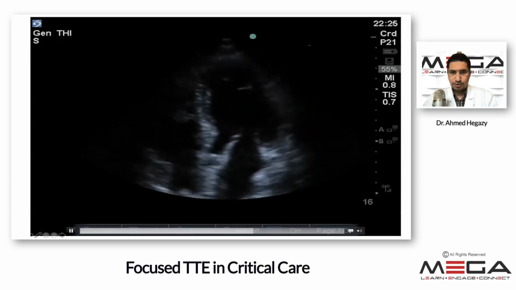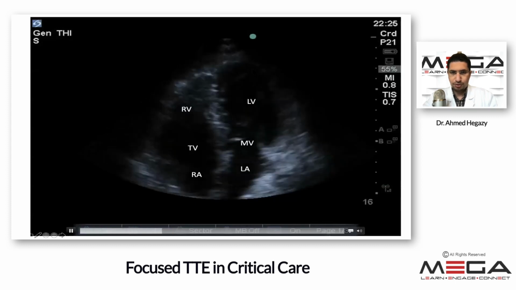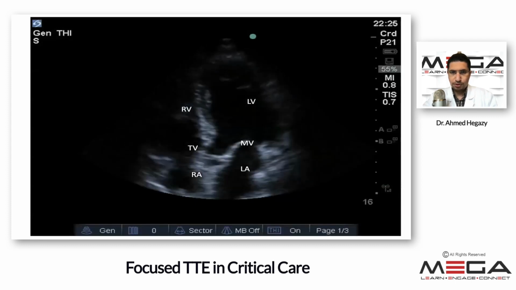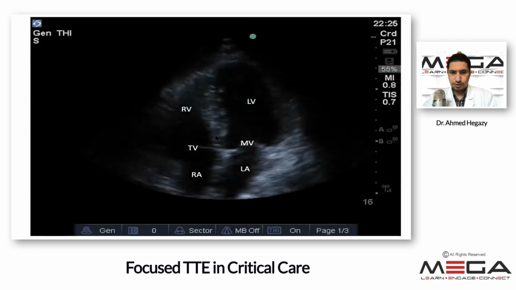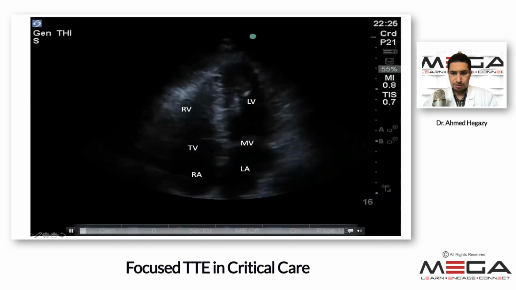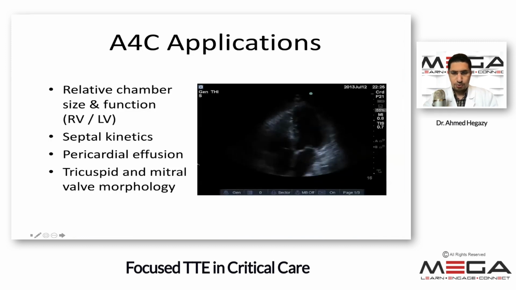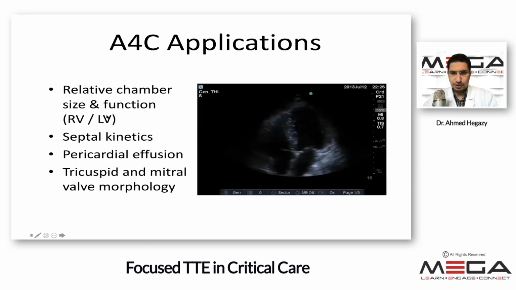And note here that the apex of the heart is normally formed of the left ventricle. So you see the left ventricle here normally forming the apex of the heart, the left atrium in the far field. Between the left ventricle and left atrium, you see the mitral valve. Between the RV and the RA, you see the tricuspid valve. So what do we use this view for? The applications of this view include using it for relative chamber size and function. So we can assess RV size and RV function from this view.